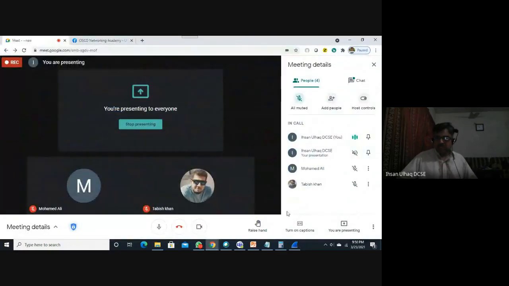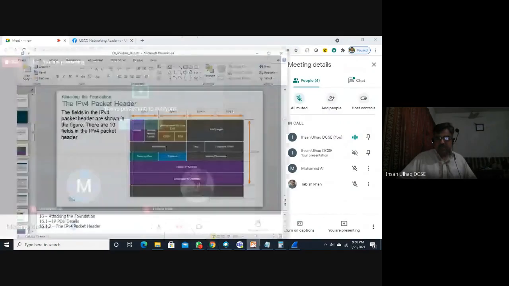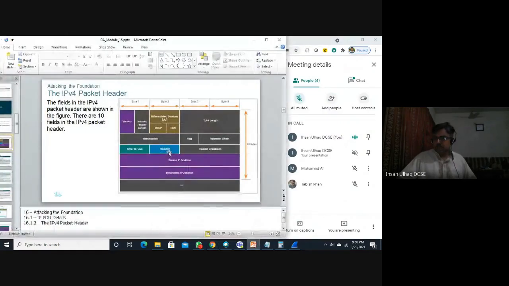Okay, Muhammad Ali and Tabish, let's move further. So you understood what I mean by this header checksum. Only the header needs to be verified that nothing has changed. So this uses the header checksum, 16 bits. And finally is the source address and destination address.